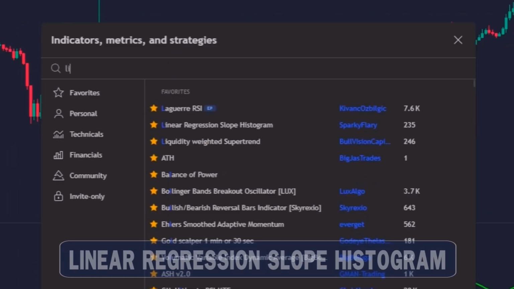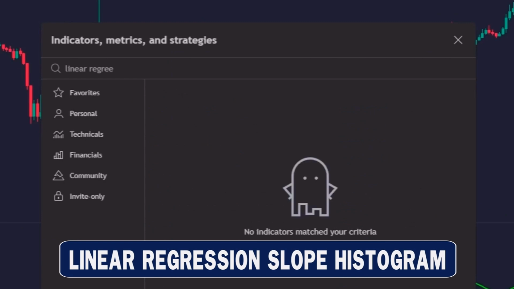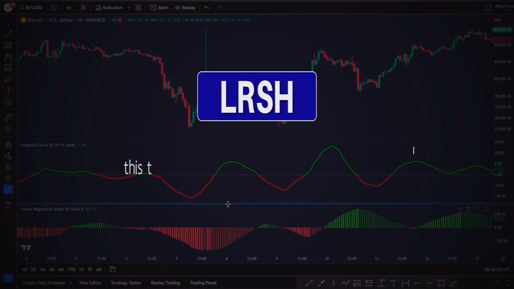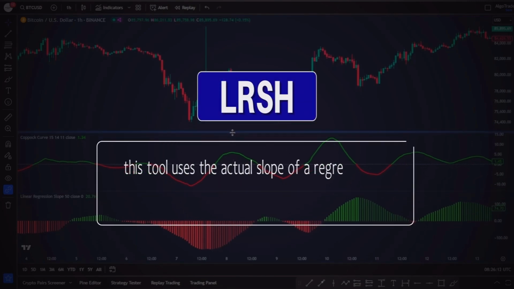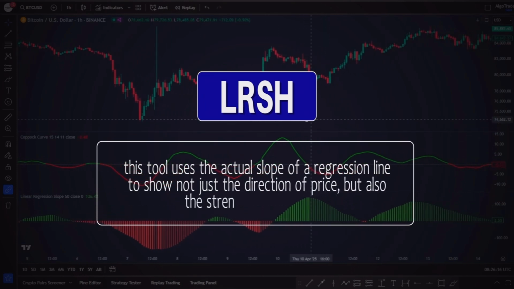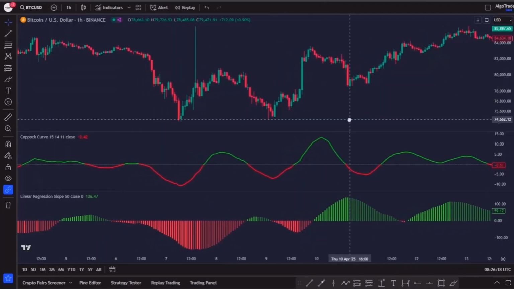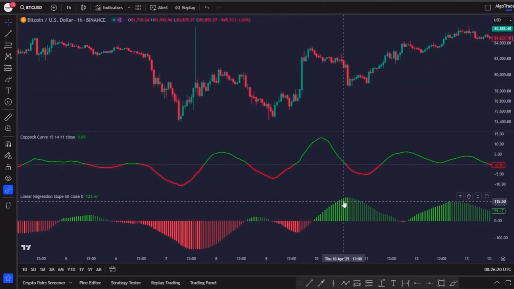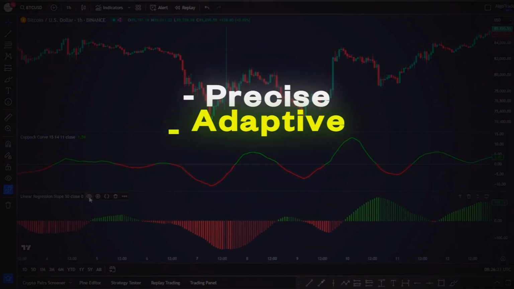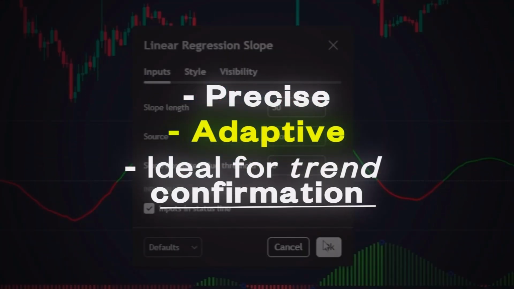The second component is the linear regression slope histogram. Unlike simple moving averages, this tool uses the actual slope of a regression line to show not just the direction of the price, but also the strength of that move. When the slope is steep, momentum is strong. When it flattens or reverses, it signals potential weakness. It's precise, adaptive, and ideal for trend confirmation.